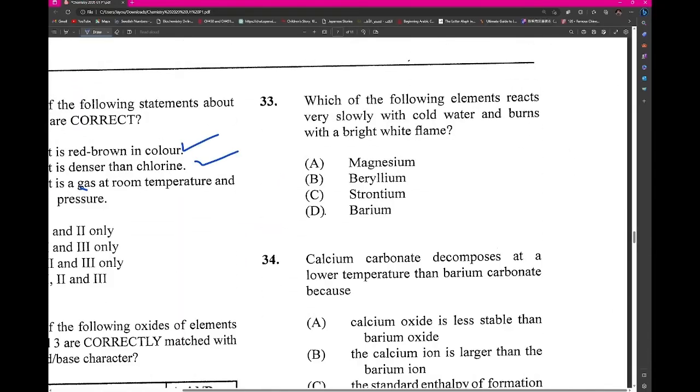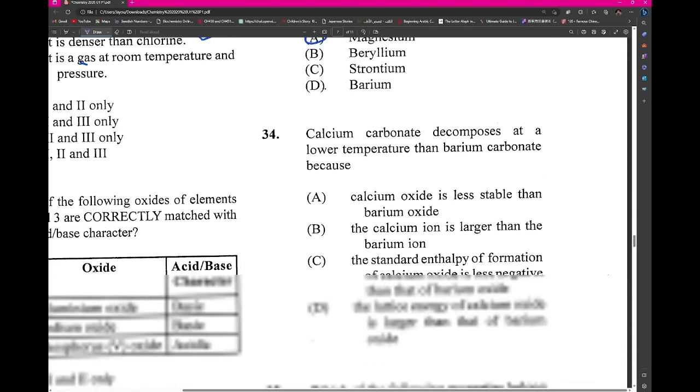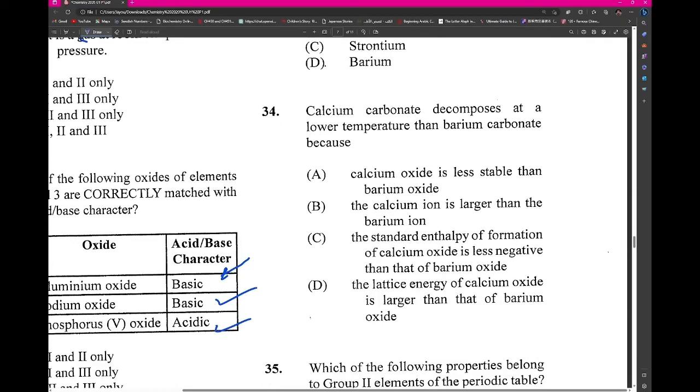33. Which of the following elements react very slowly with cold water and burn with a bright white flame? This would be magnesium. Calcium carbonate decomposes at lower temperatures than barium carbonate. This is because calcium oxide is less stable than barium oxide, and the calcium ion is larger, so the enthalpy change of formation of calcium oxide is less negative, and the lattice energy of calcium oxide is larger than barium oxide.